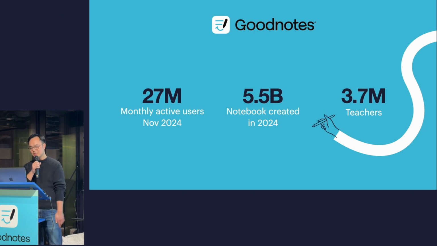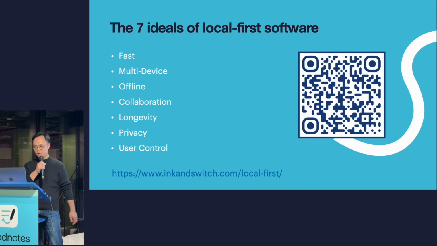So this brings us to the topic of the day, right? How do we serve this many users or at this scale? As you can tell from the name of the talk, we achieved that by going local first. But what is local first?